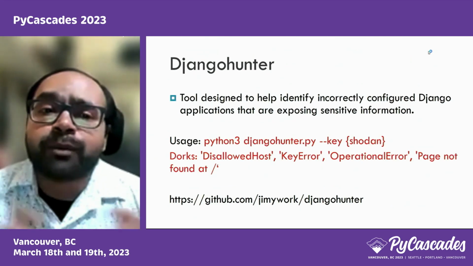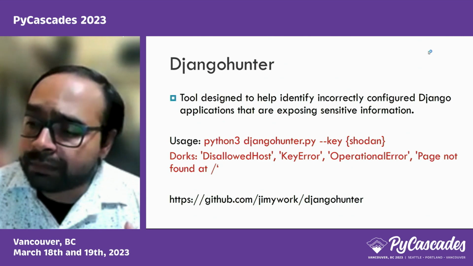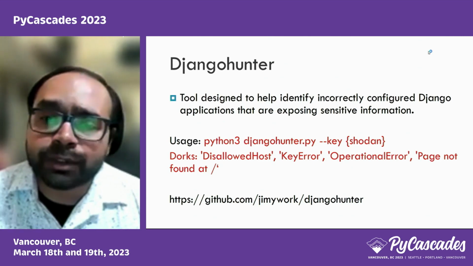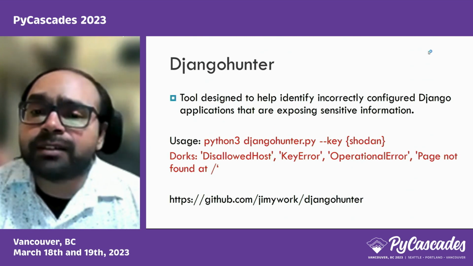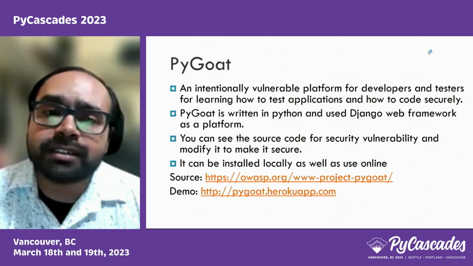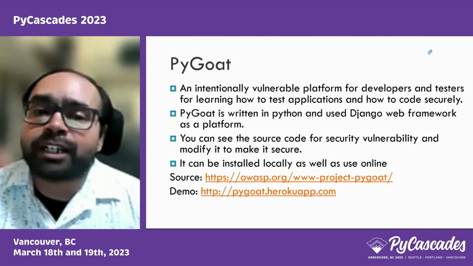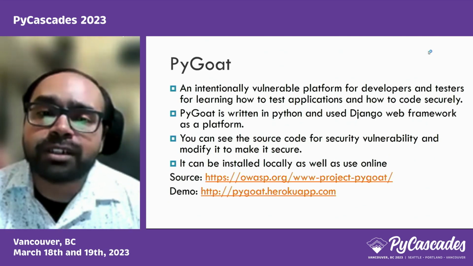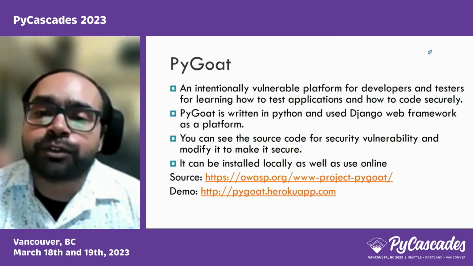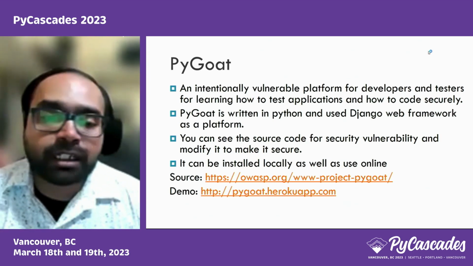Then lastly, I would like to mention that there's a tool called Django Hunter. So you can use that where you can identify the incorrectly configured Django applications. This application I would like to recommend. This is called PyCode. So you can use PyCode to learn about security issues, especially about OWASP top 10 issues.